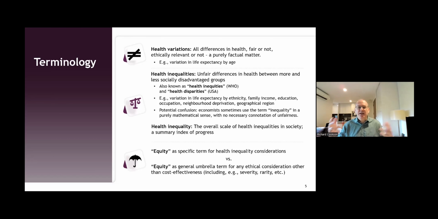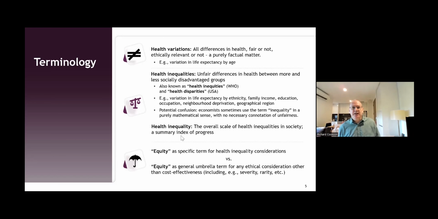And in England, we use the word health inequalities, and there's a confusion there because economists and mathematicians use the word inequality just to mean variation or difference. Whereas when I'm using the word inequality, I mean an unfair difference. I mean an inequity. That's how I use the word. You can use it however you like.